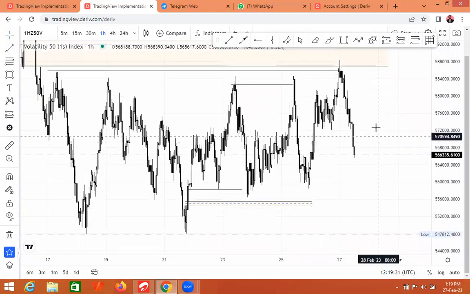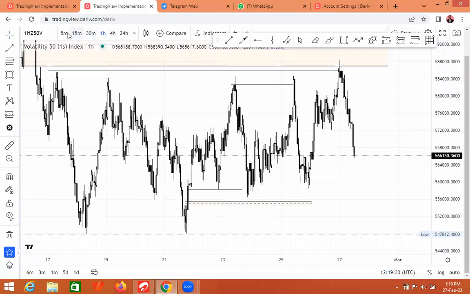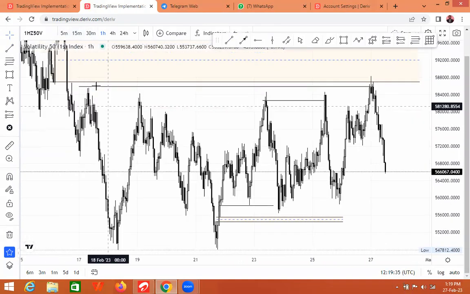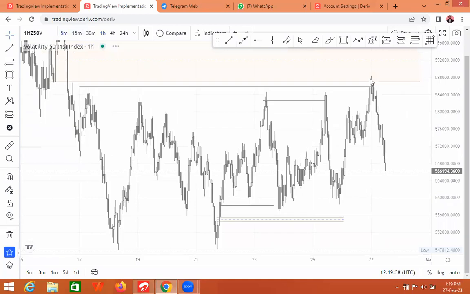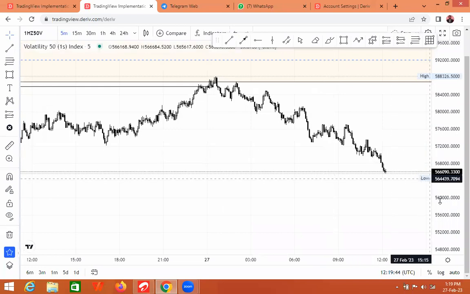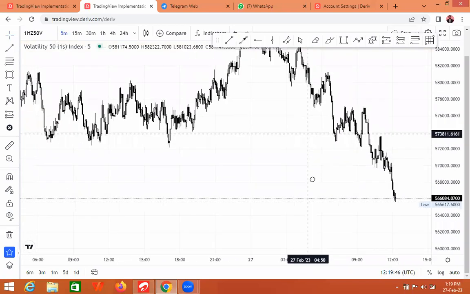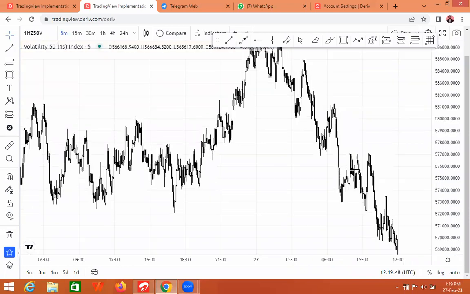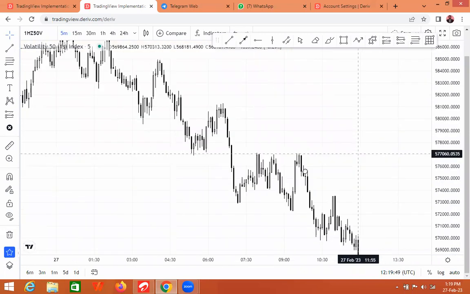Now, what happened? Let's go to 5 minutes. The imbalance was still there. Let's go to 5 minutes and you see what happened here when price came to the imbalance. Okay, price came to the imbalance. Did you see that beautiful redistribution?